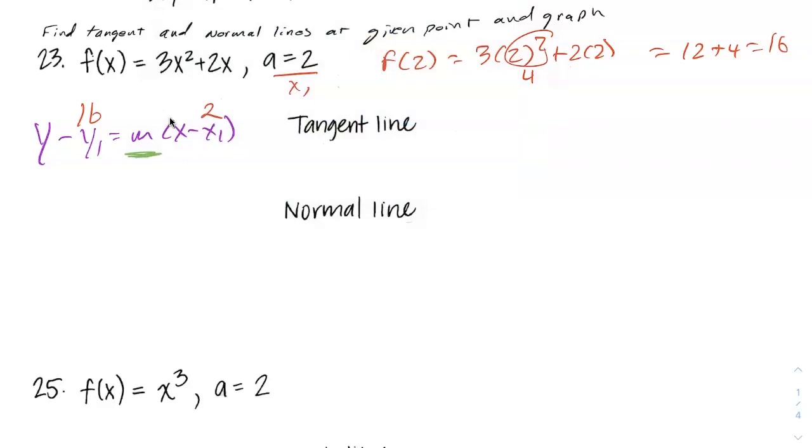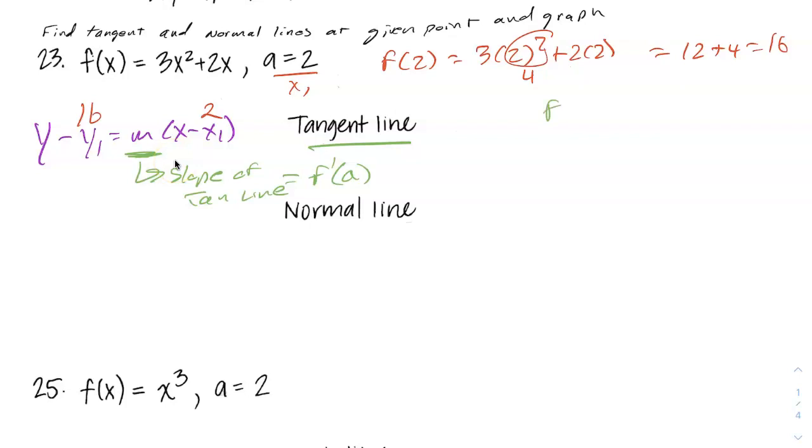Since we're trying to find the tangent line, m is the slope of the tangent line by definition. Remember what the slope of the tangent line is though? It's just the derivative at our a value, which in this case is 2.